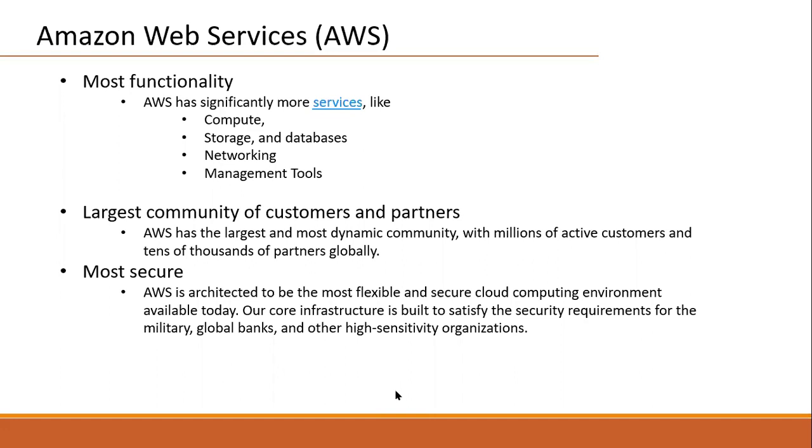Check it. Everything is available here in cloud data centers: compute, storage, databases, networking, monitoring tools, automation tools, everything. AWS has the largest community of customers and partners in the world today. Most secure here. Why? Because their infrastructure is the very latest, and they use so many features to implement security and compliance. We'll talk about this in the course. That's why global banks, military people, everyone is using AWS today.